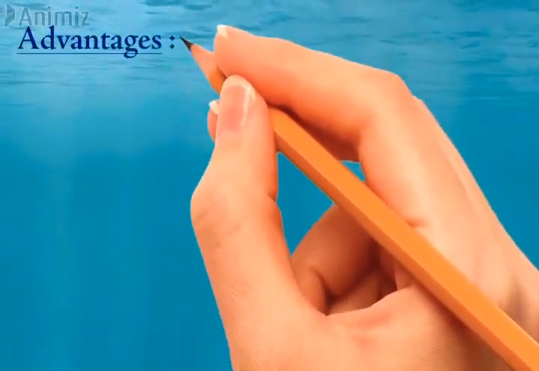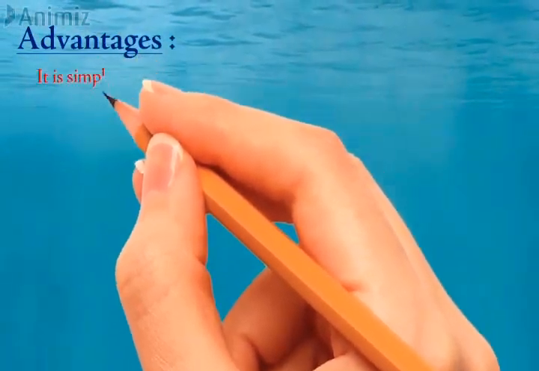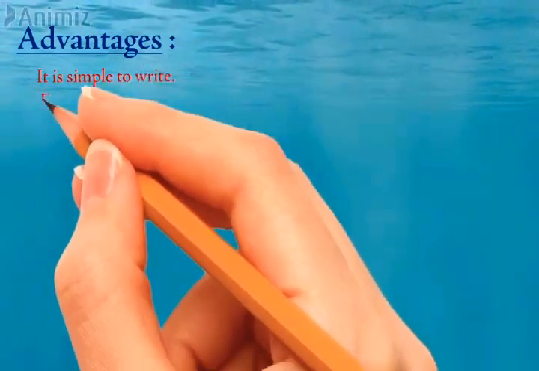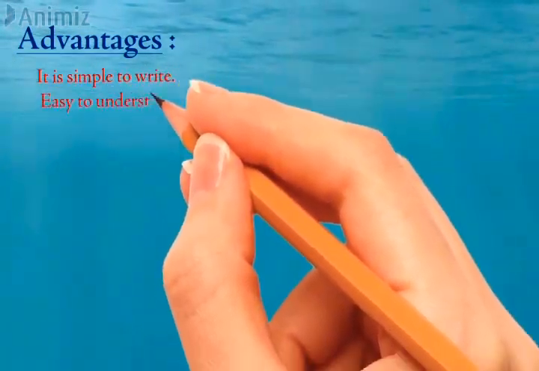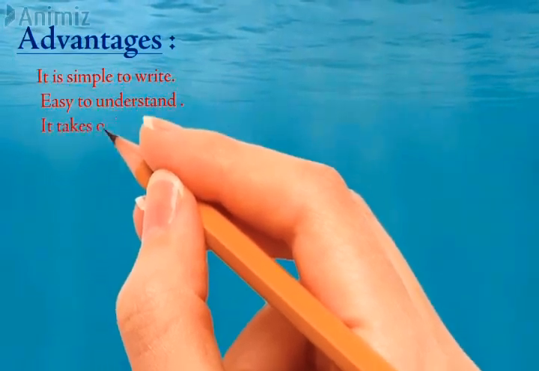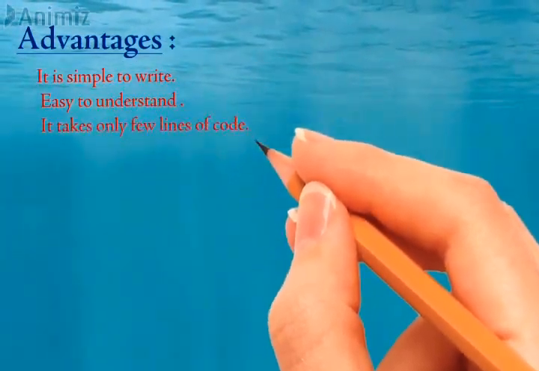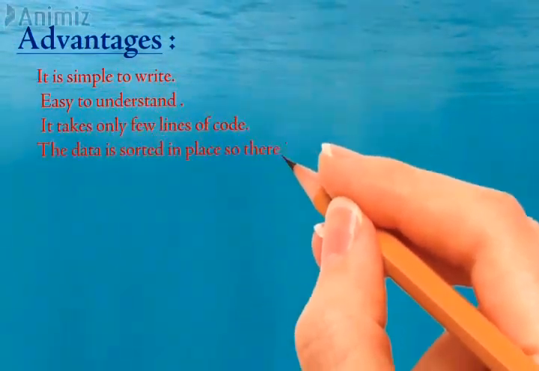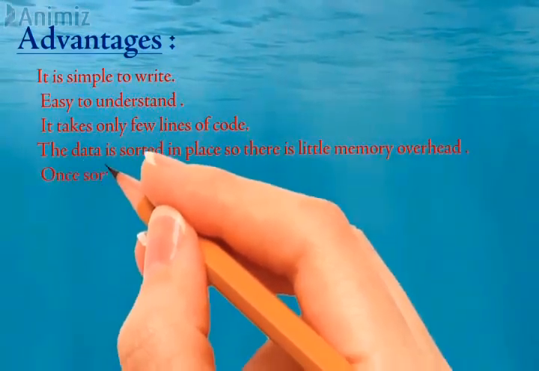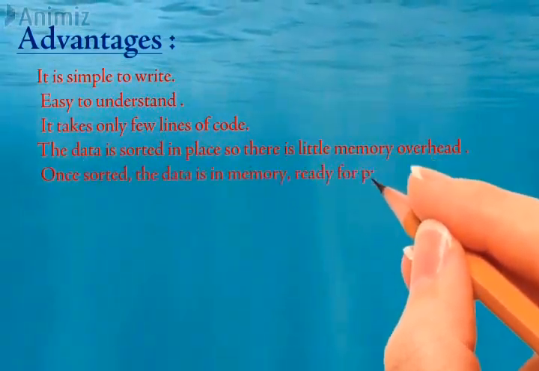Advantages. Bubble sort algorithm is simple to write. It is easy to understand. It takes only a few lines of code. The data is sorted in place, so there is little memory overhead. Once sorted, the data is in memory and it is ready for processing.